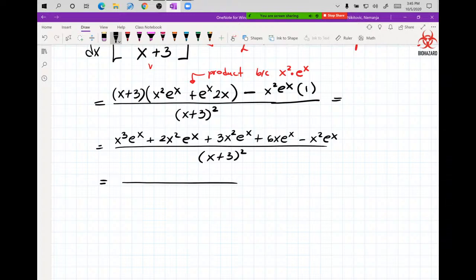e to the x gets kicked out. And then if you take a look at every term, it has 1x everywhere. Actually, you know what? Let's first add like terms. Do we have like terms? Yeah, we do.